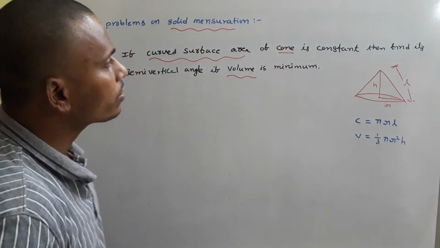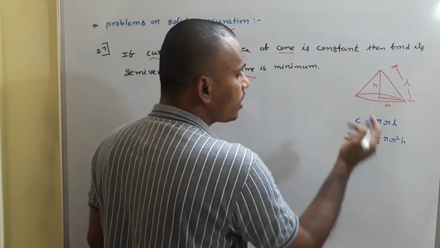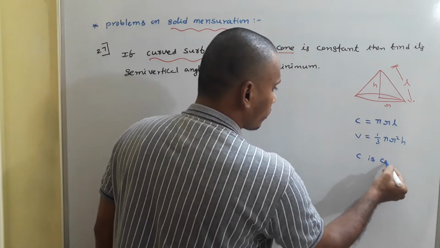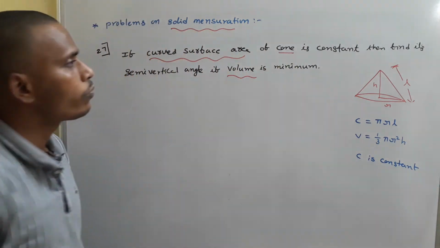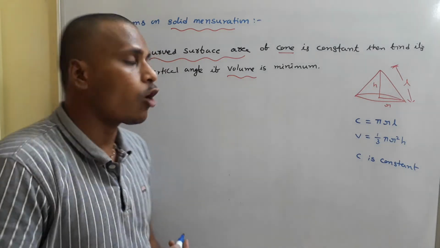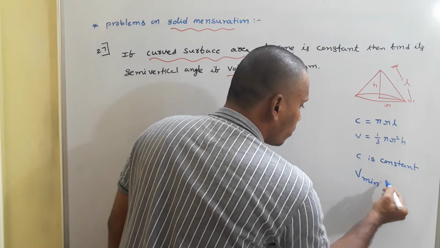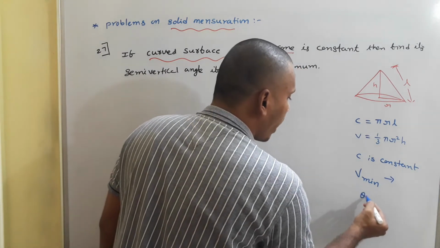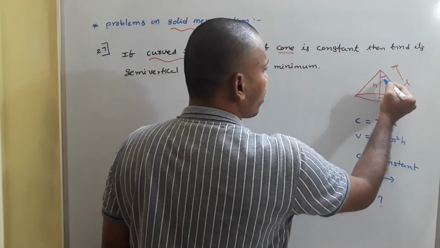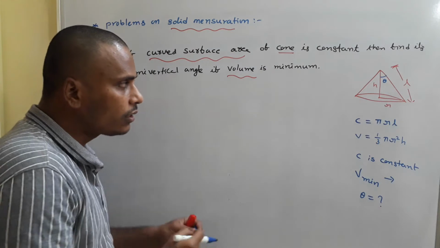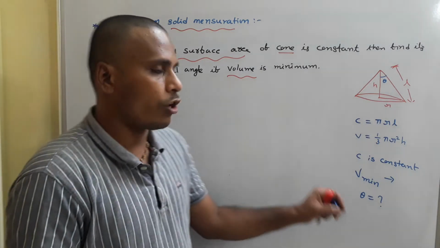As per the problem, the curved surface area of a cone is constant. Since the curved surface area of the cone is constant, this C is constant. We need to calculate the semi-vertical angle of the cone if the volume is minimum. We need to minimize the volume, and at this position we need to calculate the semi-vertical angle. The semi-vertical angle, we know, is this angle, mark it as theta. The theta we need to find if the volume is minimum. And as I mentioned, C is a constant.